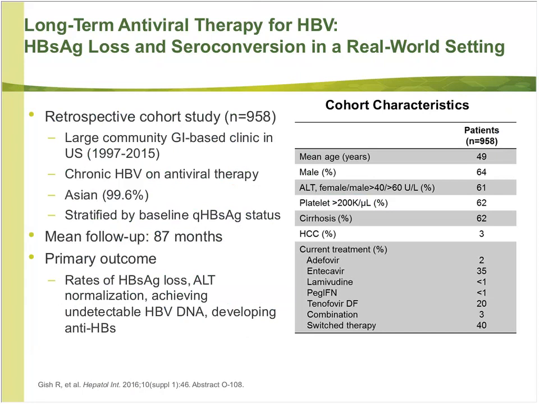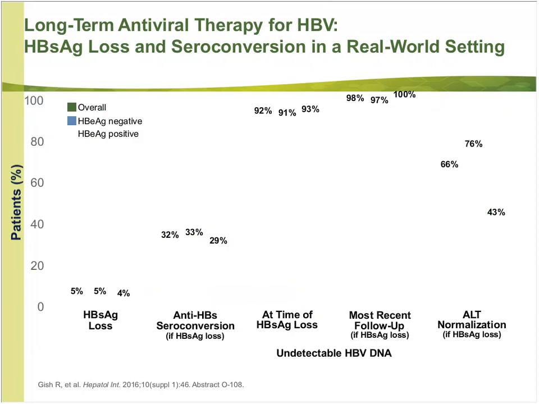This is a discussion about long-term antiviral therapy for hepatitis B in a real-world setting. We like real-world data, and we published this paper in an abstract looking at about 1,000 patients in a GI-based practice in Northern California, and it was almost 99% Asian and had about an 87-month follow-up. We did have significant S loss in this patient population, and the cohort characteristics are highlighted on the right side, baseline information. 62% of these patients were cirrhotic.